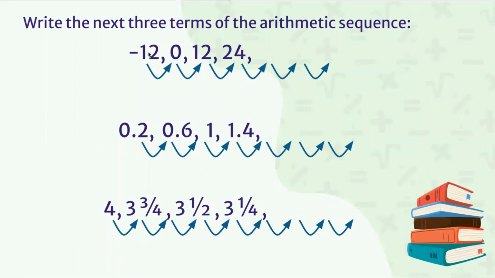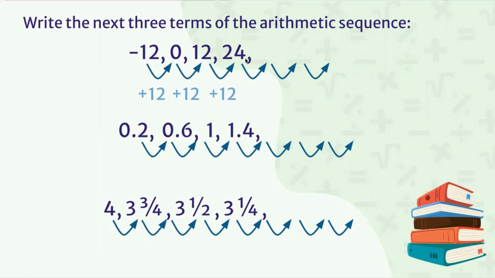And so from -12 to 0, to get to 0, you're adding 12. And to get from 0 to +12, you're also adding 12. To get from 12 to 24, you're adding 12 once again. And so now we've established we have a common difference of 12. All you have to do is keep adding 12 to your consecutive terms to get your next three terms.